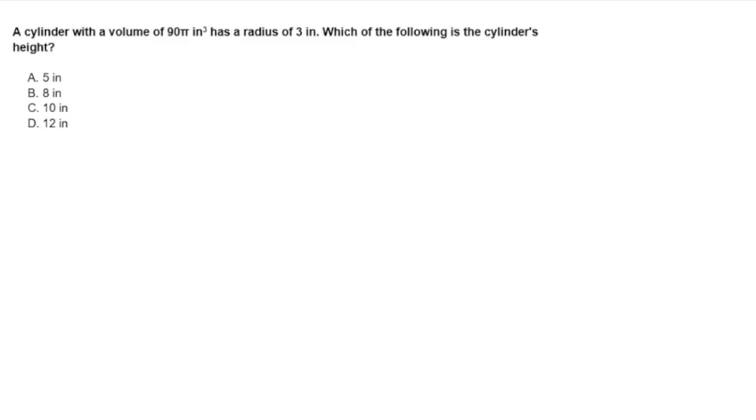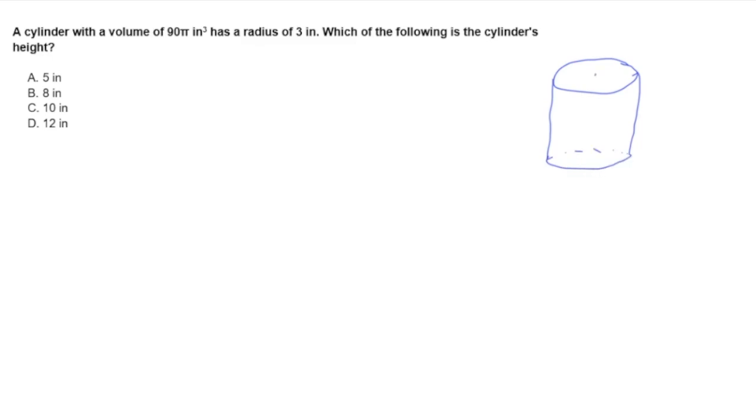A cylinder with a volume of 90 pi inches cubed has a radius of 3 inches. Which of the following is the cylinder's height? 5 inches, 8 inches, 10 inches, or 12 inches? This is another great opportunity to draw out our figure. So a cylinder looks something like this.